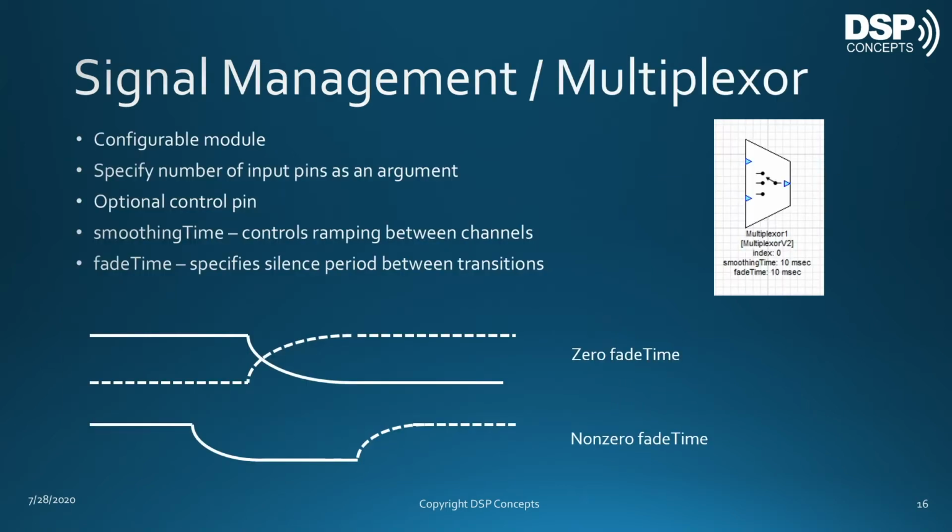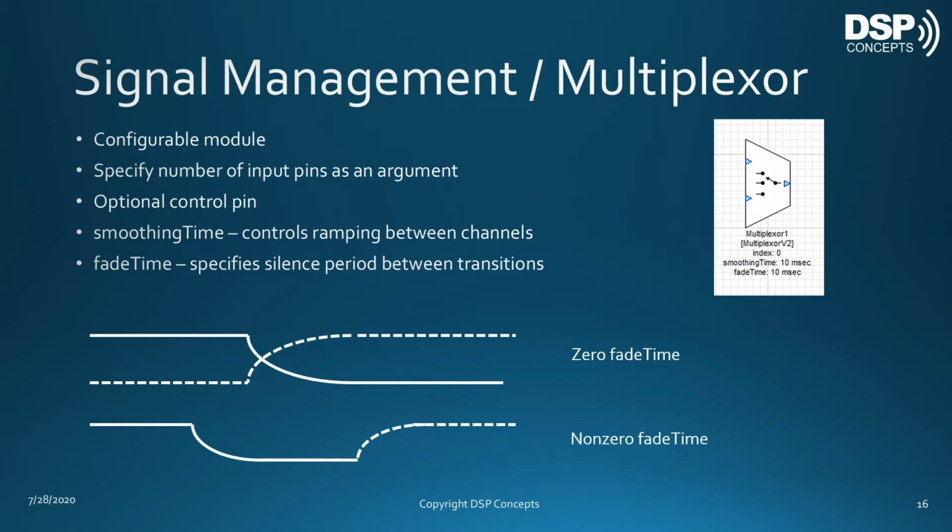Another module that's frequently used is the multiplexer. The multiplexer will allow you to do A/B comparisons, so it'll smoothly switch between different inputs. Each input can have multiple channels, so you can switch from one stereo source to another stereo source. There are different ways you can configure this. First of all, you specify the number of input pins as an argument. Here we're comparing A versus B, but you could have 3 things and compare A versus B versus C.